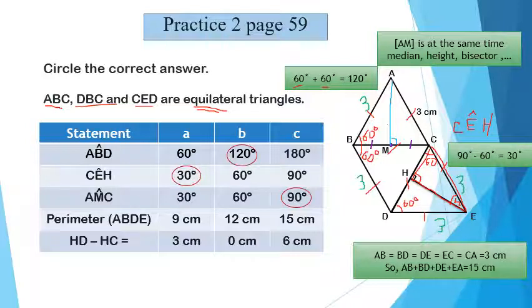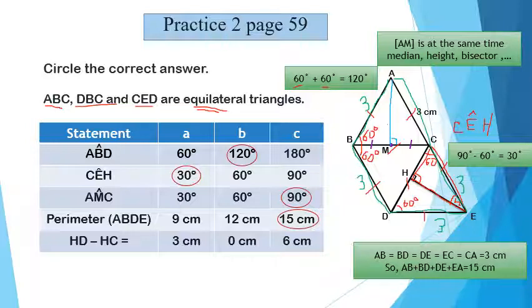So to find the perimeter of ABDE, I have to add the length of AB plus BD plus DE plus EA. So it's 3 plus 3, 6, 6 plus 3, 9, 9 plus 3, 12, and 12 plus 3, 15. So the perimeter of ABDE is 15 centimeters.